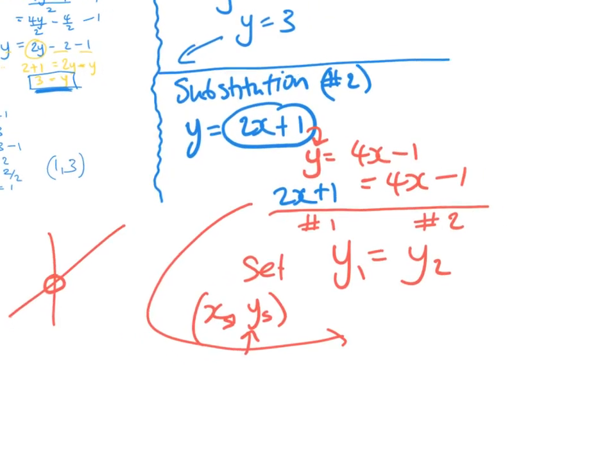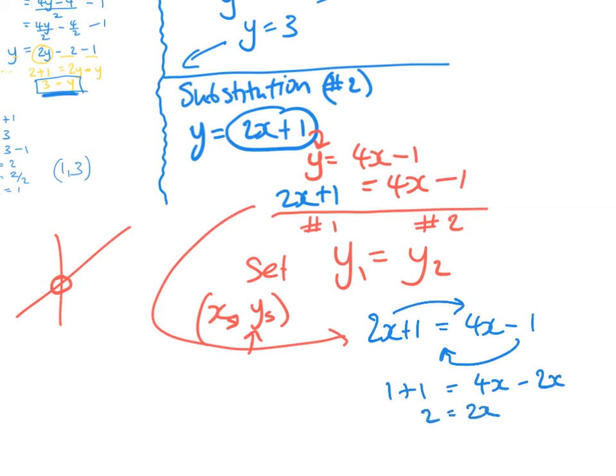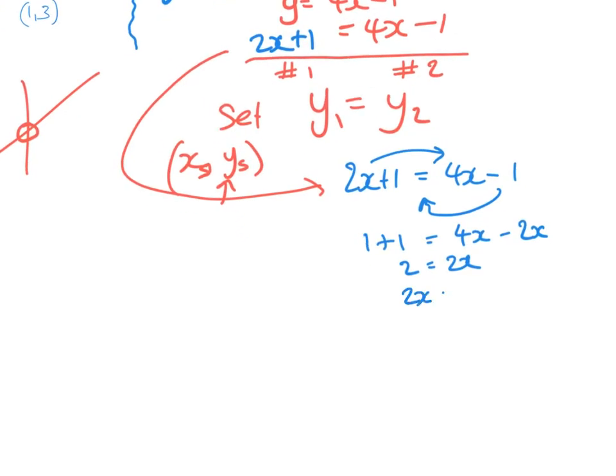So let me just do that through for you. 2x plus 1 equates to 4x minus 1. So basically we're just going to solve for x. I'm going to bring the x's to the left because I'll end up with a positive x, and take the number to the right. So I'm going to end up with 1 plus 1 is equal to 4x, take 2x. So 2 is equal to 2x, therefore, let's just flip that, 2x is 2, therefore x is equal to 2 over 2, which is 1.